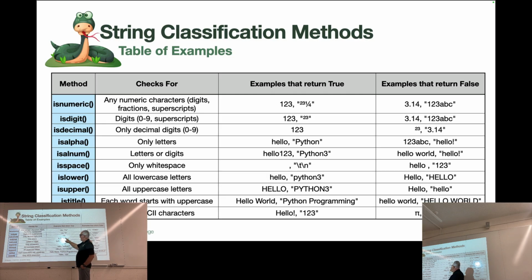Okay. Only letters, only digits. Is it white space? Okay, these are the things that get taken out by strip. Okay. All lowercase, all uppercase. Is title case, so does each word start with an uppercase? And only ASCII characters, probably not useful for you because that's pretty much only what we're going to be dealing with. It would exclude things like Unicode, which is often used to represent other languages.